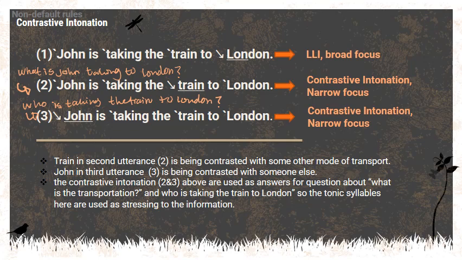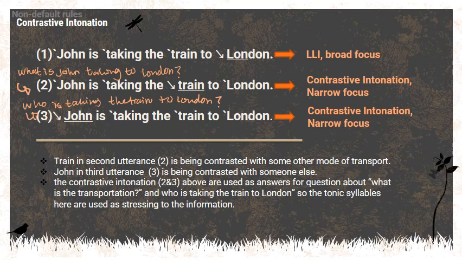John is taking the train to London. Here, train is being contrasted with the other transportation. This utterance can be an answer for this question: What is John taking to London? So train here is stressed because it becomes new information in this utterance.